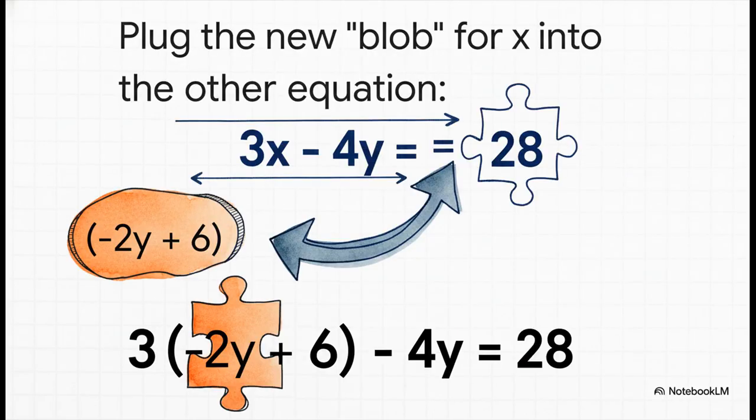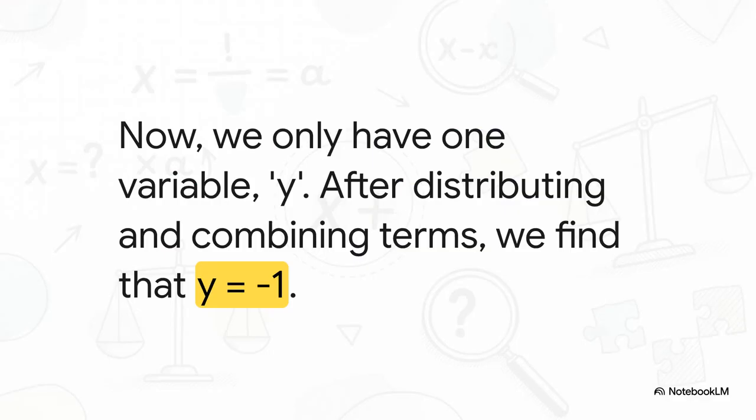Now for step 2, substitute. We take our blob and we plug it in for x in the second equation. This part is so important, you have to use the equation you haven't touched yet. So 3x becomes 3 times our entire blob, -2y plus 6. And those parentheses are key. They make sure we multiply the whole blob by 3. And now, step 3, solve. Here's the magic. We now have an equation with only one variable, just y. So we distribute the 3 into the parentheses, we combine our y terms, and we just solve for y. And when the dust settles, we find that y equals -1.